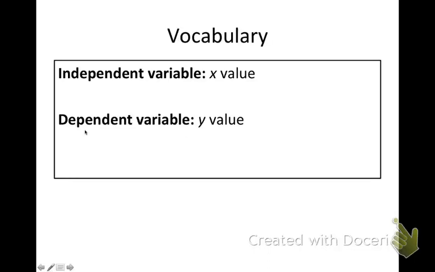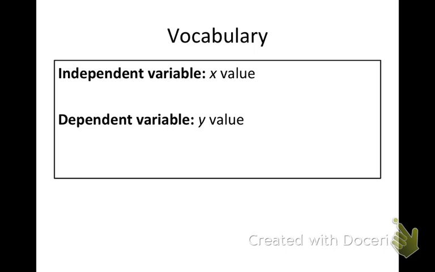So let's start out with our two different types of variables. You've thought about x and y as input and output variables. Now we're going to put fancy words to them. We're going to call them our independent variable and our dependent variable. Whenever we're talking about the independent variable, we're talking about the x value. And whenever we're talking about the dependent variable, we're talking about the y value.